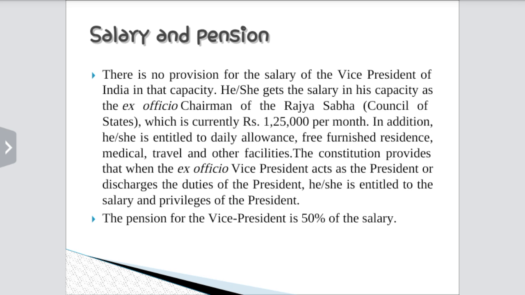Salaries and pensions. There is no provision for salary of the Vice President of India in that capacity, but there is a provision for salary of the ex officio chairperson of Rajya Sabha, which is currently 1,25,000 per month. In addition, he is entitled to daily allowances, free furnished residence, medical, travel, and other facilities.